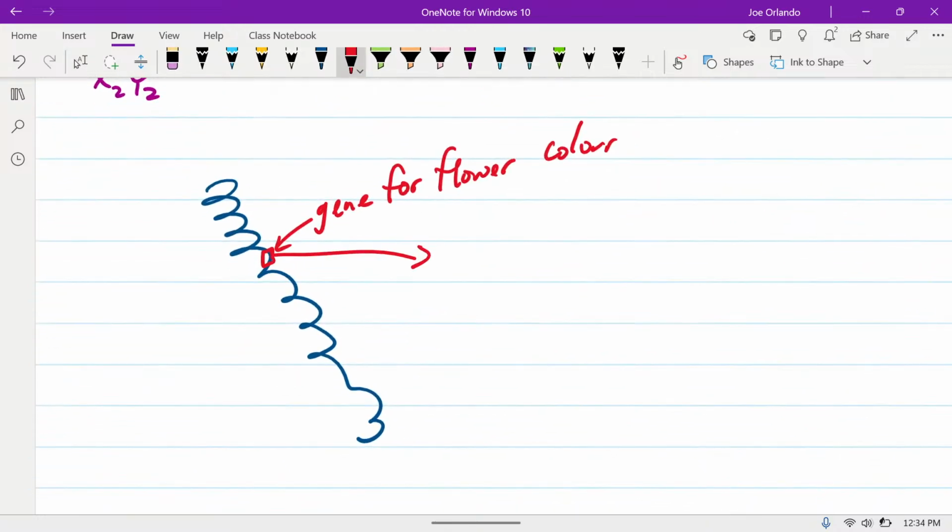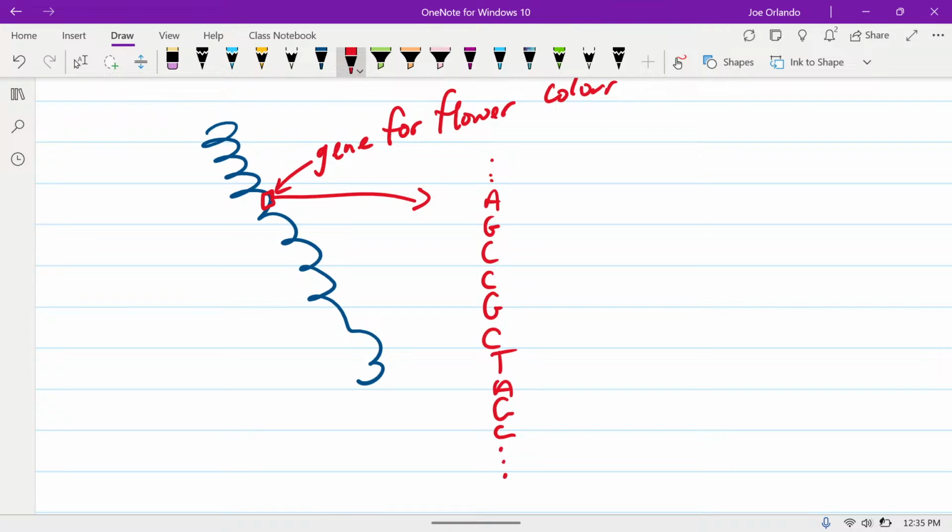If you zoomed in on that, what you'd find is something like A, G, C, C, G, C, T, A, G, C, blah, blah, blah. And of course, what would pair up with that? What letter would be here? T, C, G, G, C, G, A, T. Is that G? We're going to call that a G. So this has to be a C, and that's a G. Okay, so that could be that gene right there.